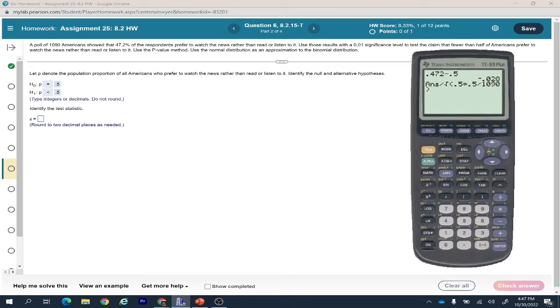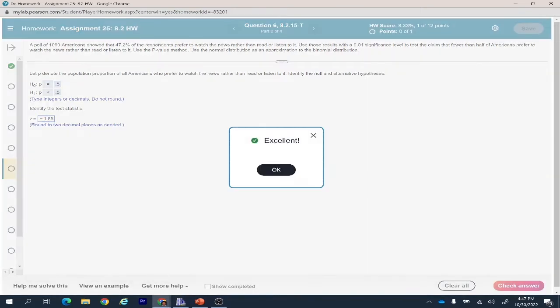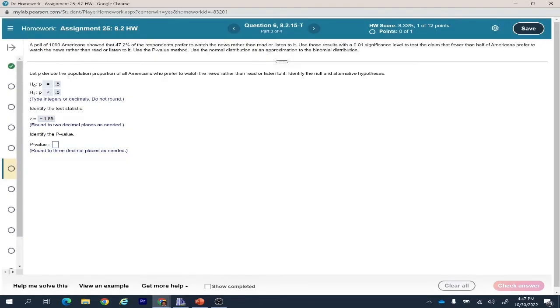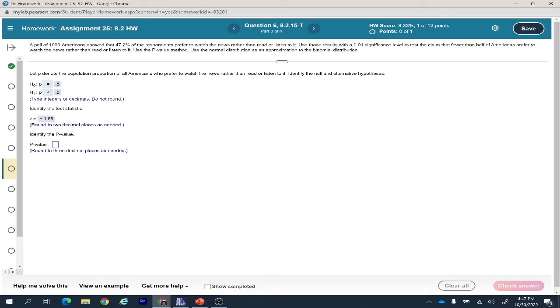And then close the bracket, and that will give you the answer for the z value, which is negative 1.85 if you round it to 2 decimal places. Okay, remember I just used this formula, and for this formula you just have to plug in the sample proportion minus the population proportion, and then divide it by that square root thing.